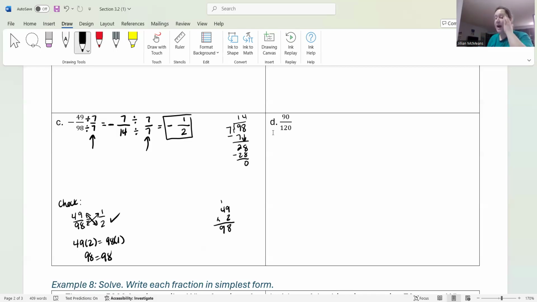All right, next up we have 90 over 120. I'll tell you this right now. If a number ends in 0, it is definitely divisible by 10. Okay, so these are for sure both divisible by 10.